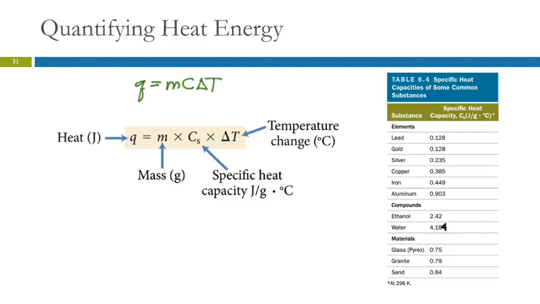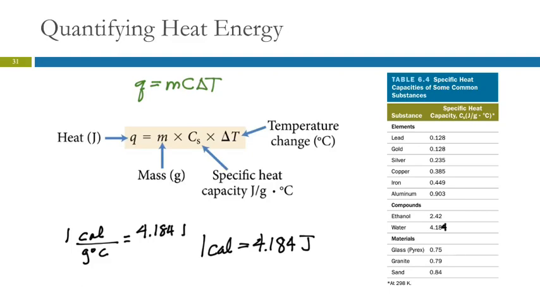This is the same number as in that relationship between calories and joules. 1 calorie equals 4.184 joules. The calorie is defined as the amount of heat needed to raise the temperature of 1 gram of water by 1 degree Celsius. So the specific heat capacity of water is 1 calorie per gram degree Celsius, which is equal to 4.184 joules per gram degree Celsius.